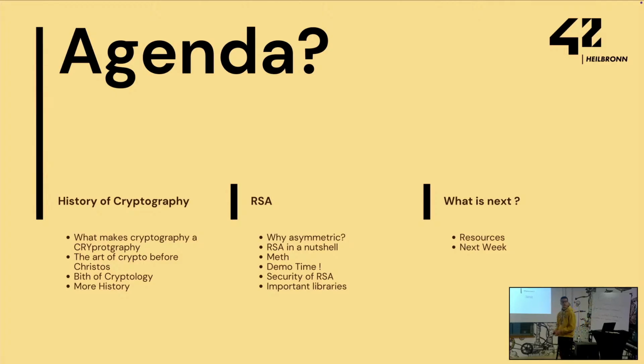Then some security analysis about RSA: what can go wrong, where can we find problems, and where can we actually break the system. And at the end, I added this slide about important libraries you need for cryptography.